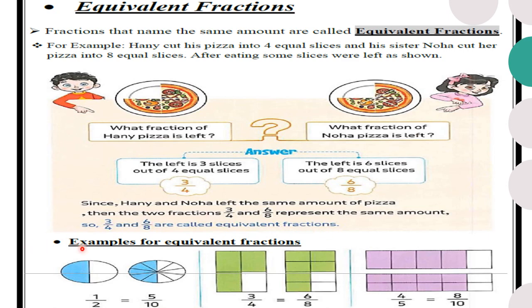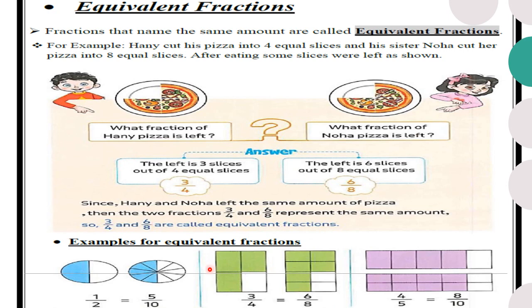And here we also have examples of equivalent fractions. Here we have one half equals 5 over 10. They are the same amount of shaded parts. And also 3 over 4 equals 6 over 8, and 4 over 5 equals 8 over 10. How do we form or make equivalent fractions?